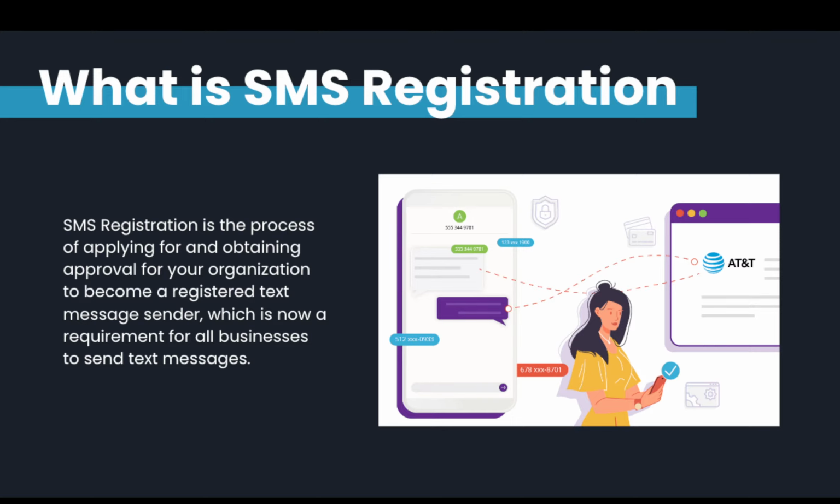The registration process is regulated by The Campaign Registry. Now, the TCR leverages providers like VirtualPBX to collect registration information, such as your business identity, your opt-in and opt-out process, and a summary of how you intend to use texting, such as your business use case.